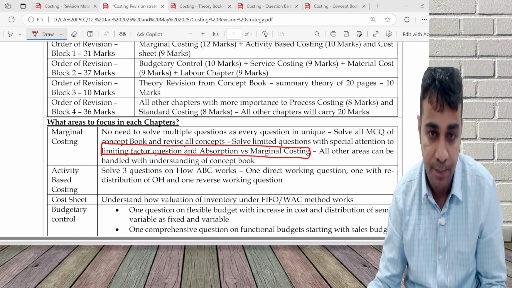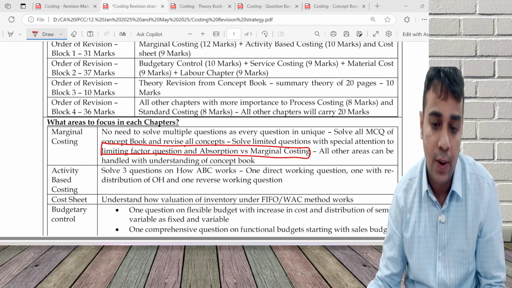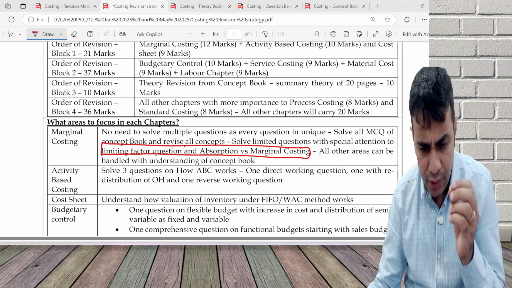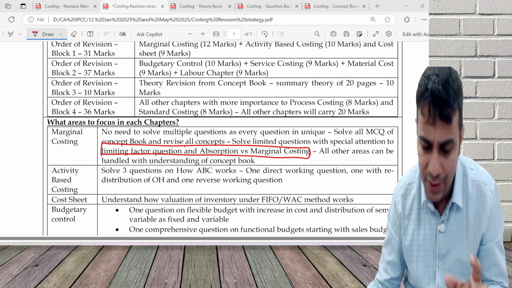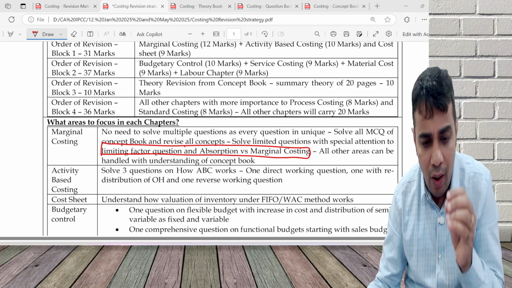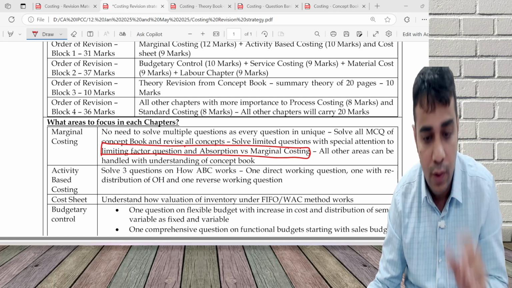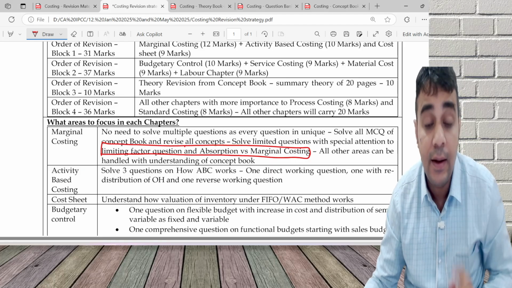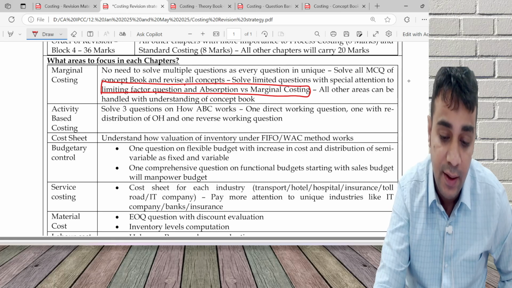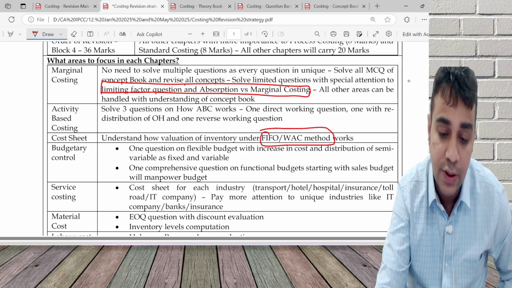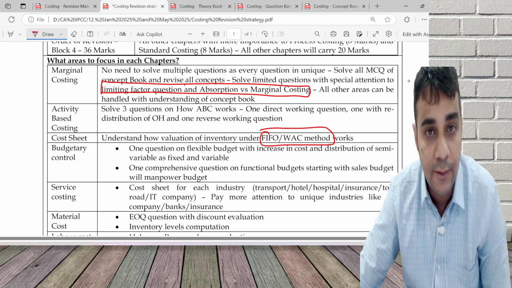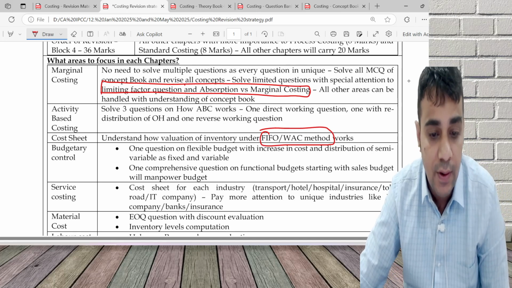Then I go to my third chapter, cost sheet, where you can pick the questions which are there in the revision material. Along with that, pay a little bit more focus on the FIFO method and the weighted average cost method for inventory. Pay a little bit more attention to this, because students make mistakes here. FIFO method and weighted average cost method.